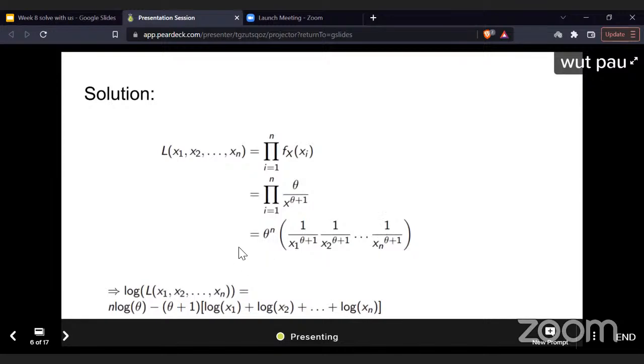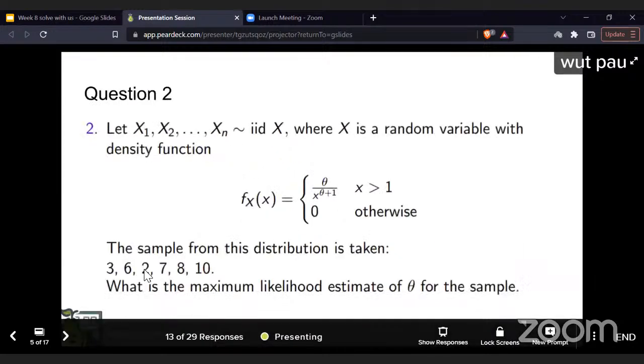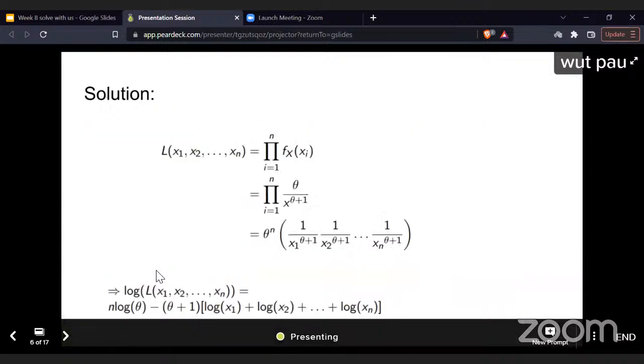and you can just find it. Going through n will look a little complicated. So since you have just 6 sample points, it will be to the power 6, 1 divided by whatever the value of x1 you have, you put there, to the power theta plus 1, then 1 divided by whatever value x2 you have, put it there, theta plus 1 and so on. So you will have 6 terms, because the sample is 3, 6, 2, 7, 8, 10, right?